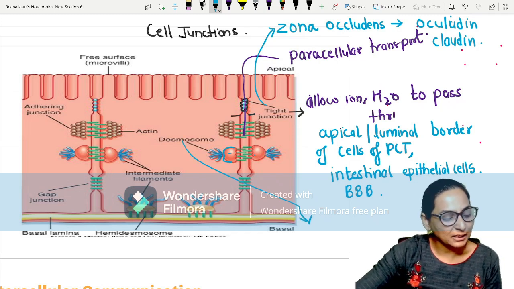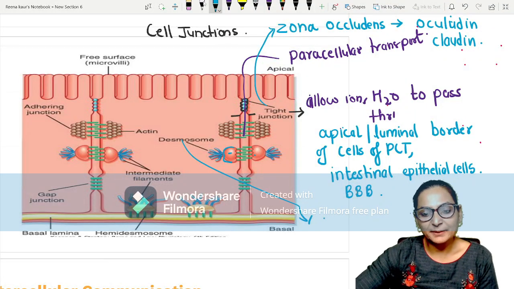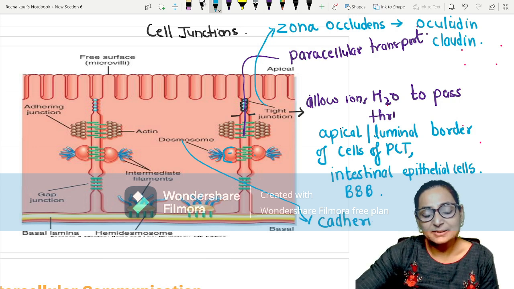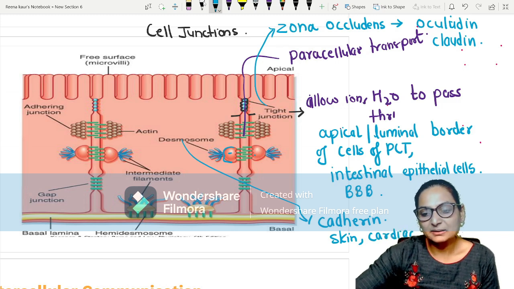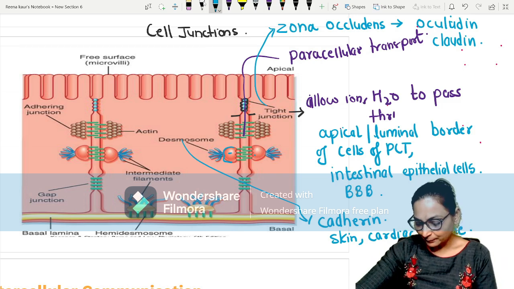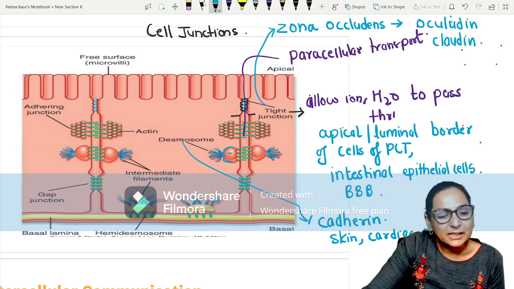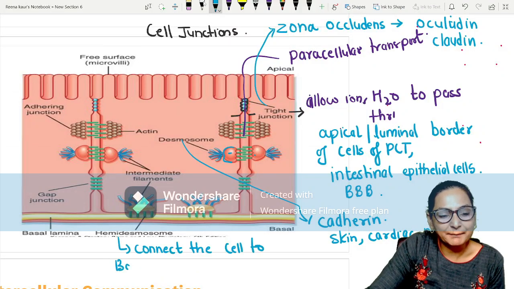Then there are the desmosomes, half ridge and half ridge. These desmosomes are made up of proteins called cadherins. They are present in the skin and in the cardiac muscle, that means where there is lots of stretching. Then hemidesmosomes connect the cell to the underlying basal lamina. So they are present everywhere.